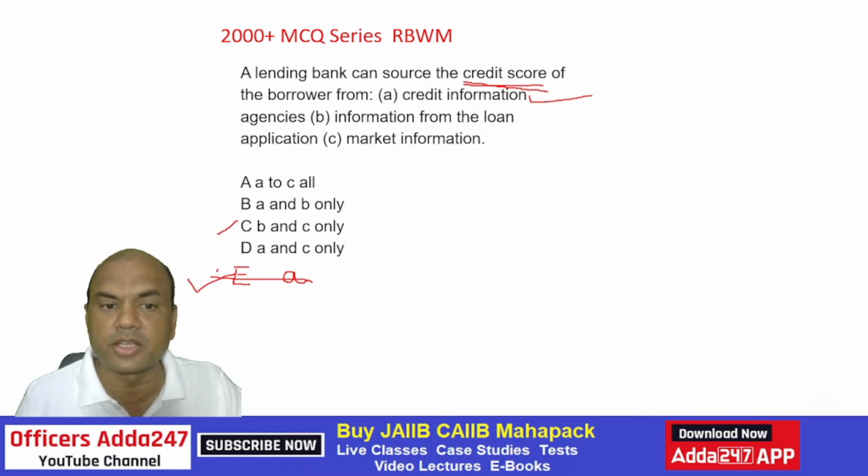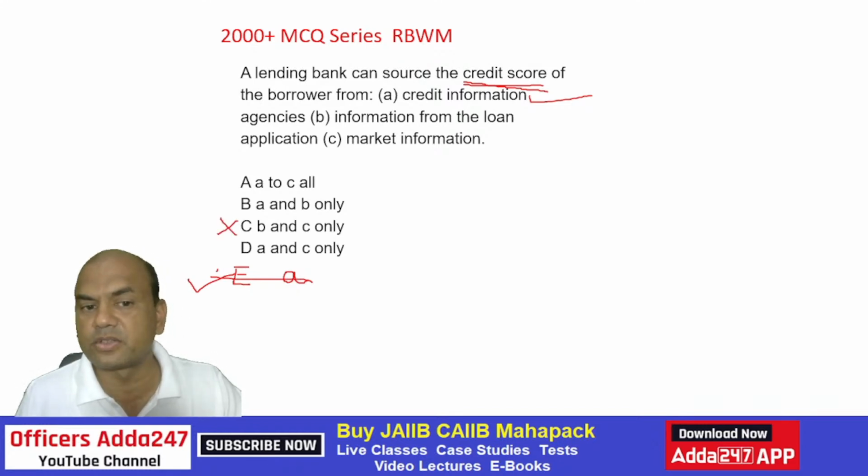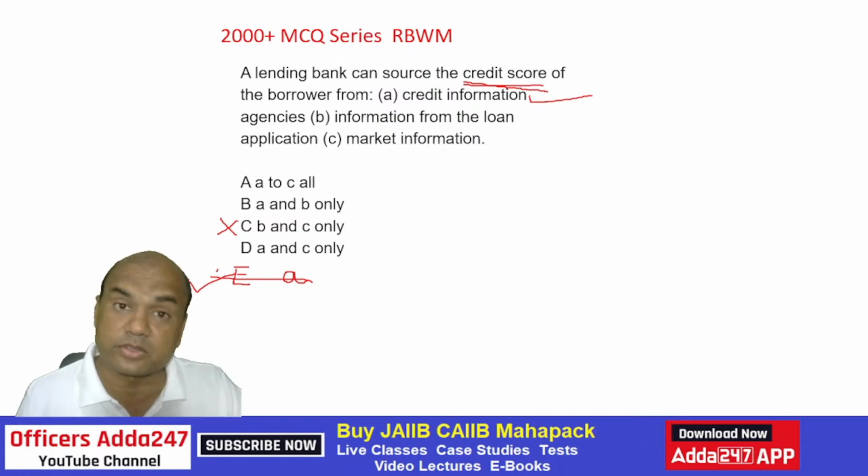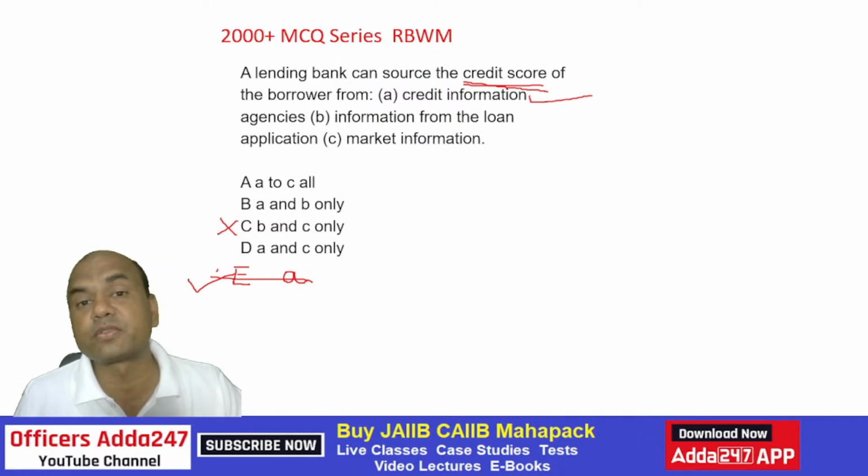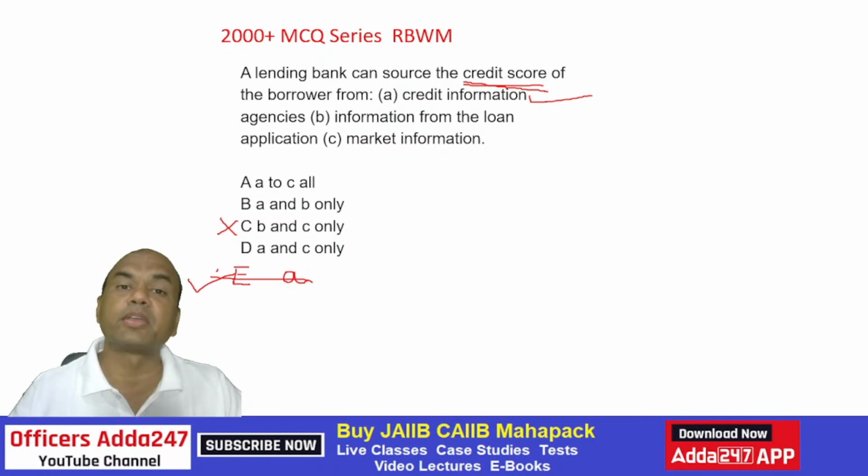So C, remove C now, because it is B and C only. Now A to C, all: A and B, and A and C. Now look at this A and B and C again. Information from the loan application, so that is also right. I get the information from the loan application. Means what? Suppose some customer has a car at his home.